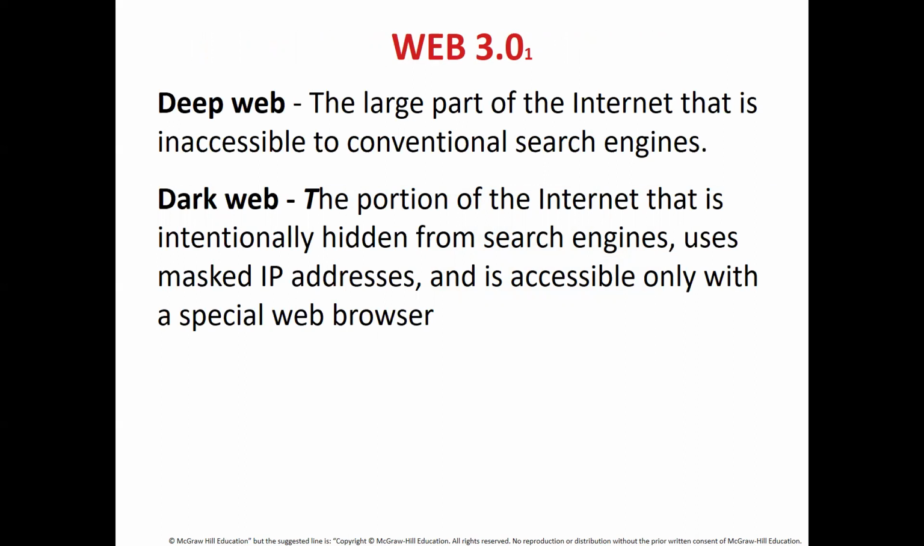A deep web is the large part of the internet that is inaccessible to conventional search engines. When we talk about deep web, it is just like saying invisible web. That's a part of the World Wide Web which is invisible to us. For example, my emails, my chat messages, my content on social media, my bank records, my health records are invisible to you.